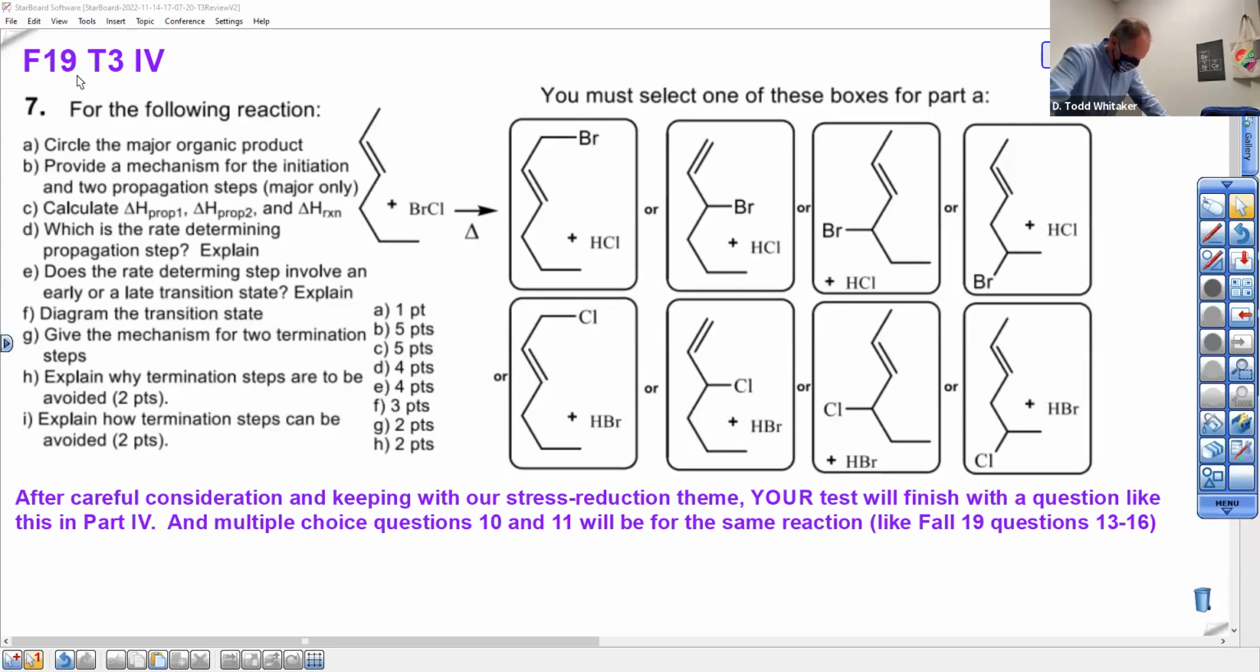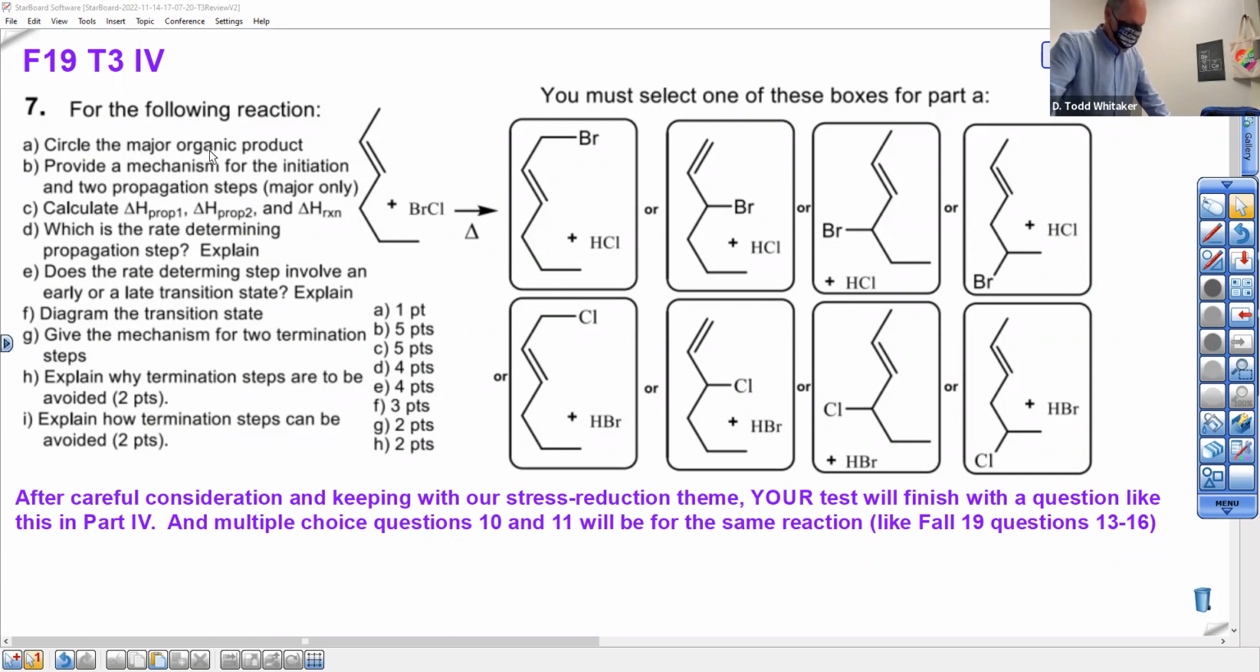All right, ladies and gentlemen, stress reduction attempt continued. We've got Fall 19 Test 3, Part 4, Question 7. On your test, this will end up being Question 6, as promised on the layouts that we did earlier. And as promised, this question will be the same reaction as multiple choice questions 10 and 11 on your test. In Fall 19, this was Question 7 in Part 4, and it was the same reaction as questions 13 through 16. Okay, 4 questions.